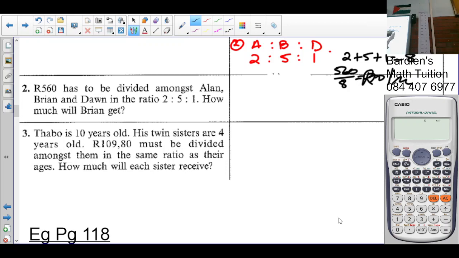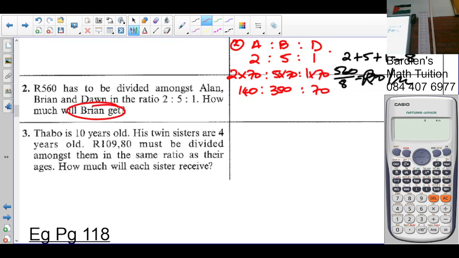Alright, so let's go with it. 70 rand per unit, so what happens here? We're going to say 2 times 70. Then 5 times 70 and 1 times 70. So 2 times 70 is 140 rand. 5 times 70 is 350 rand and 70. But the question was, how much does Brian get? So Brian gets 350.